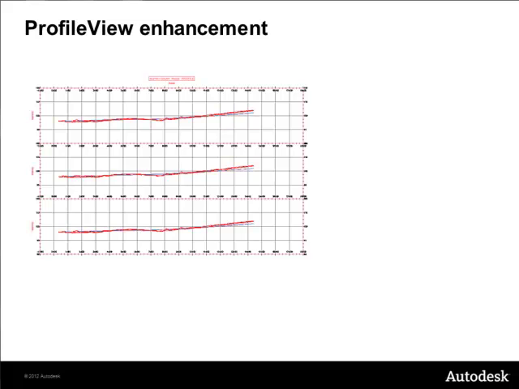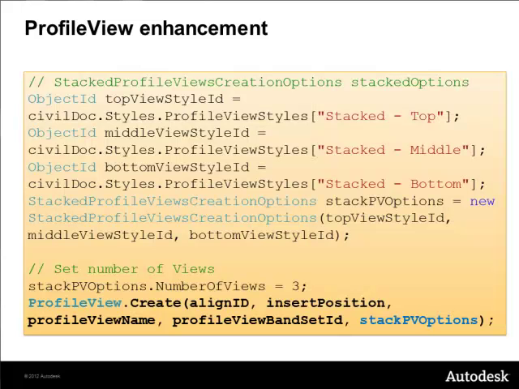Stacked profile views are a collection of related profiles that are drawn in separate vertically arranged profile views. We can now create stacked and multiple profile views using the .NET API. In the AutoCAD Civil 3D 2013 release, stacked and multiple profile views can now be created using the ProfileView.Create function. In this code snippet, we can see an example of how we could use ProfileView to create stacked and multiple profile views using the stacked profile view options.